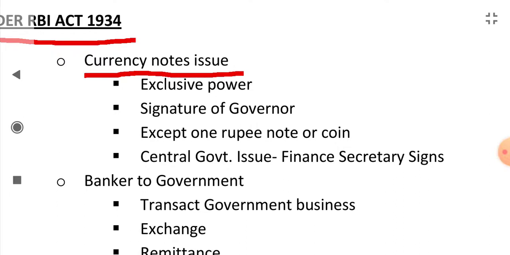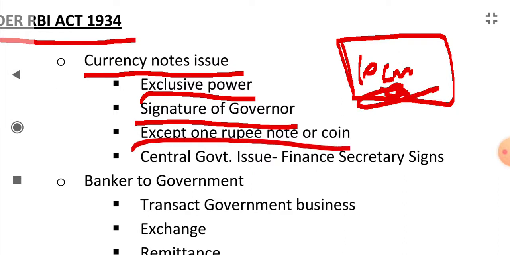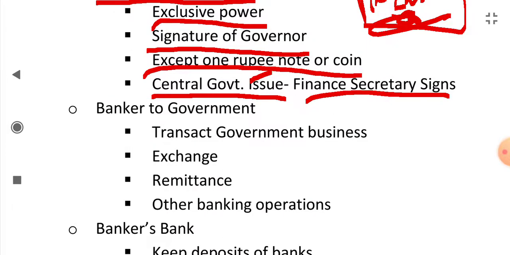First power is currency notes issue. It is the exclusive power of the Reserve Bank of India to issue currency notes. On these currency notes there is the signature of the Governor. As you may have seen on the currency notes, here it is written by the Governor, "I promise to pay the bearer rupees 10", and there is the sign of the Governor. Except one rupee note and coin. The Central Government issues one rupee note and coin, and there is the Finance Secretary's signature over there. The Reserve Bank of India does not issue the 1 rupee note; it is issued by the Central Government, and the signature on a 1 rupee note or coin is of the Finance Secretary of India, not of the Governor of RBI.